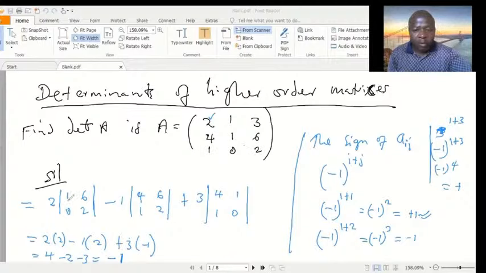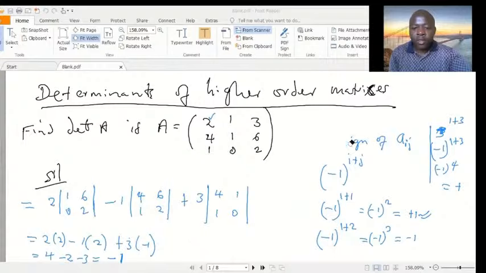Now, we found the determinant of this matrix along the first row. And as I said, you can do it along the second, the third, and so on. Or you can even do it along the columns. Let's now try and do it along columns. I want to choose any column. Let me choose column 2.